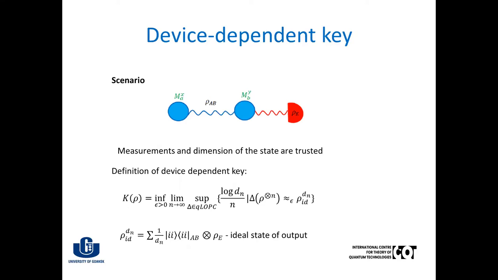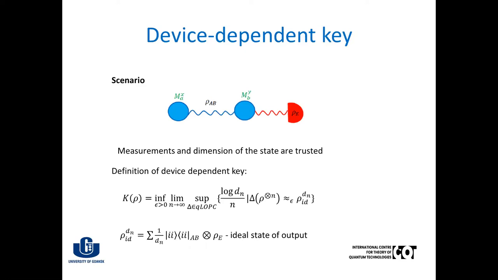Ideally, if you have, for example, n singlets, you would have n bits, because you can just measure and get one key bit from one singlet state. So the ratio is n per n, which is one. And just to give an example, which is the ideal case, you don't have to operate on that, because a singlet is already decoupled from Eve and gives you perfect correlations. So this is one thing.